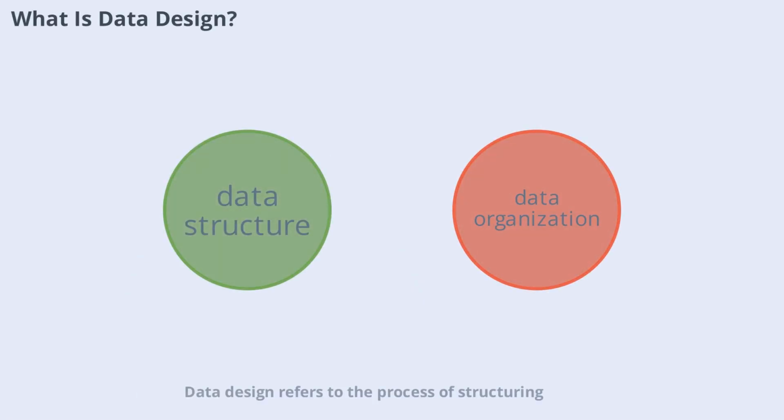Data design refers to the process of structuring and organizing data so it can be efficiently stored, accessed, and used. It's about making sure information flows smoothly between systems and users. Effective data design considers how data is collected, how it relates to other data, and how it will be retrieved or updated. This process is crucial for everything from small spreadsheets to massive enterprise databases. By focusing on data design, organizations can avoid redundancy, improve performance, and ensure data integrity.